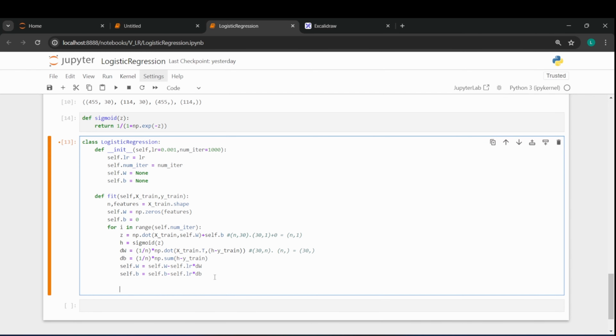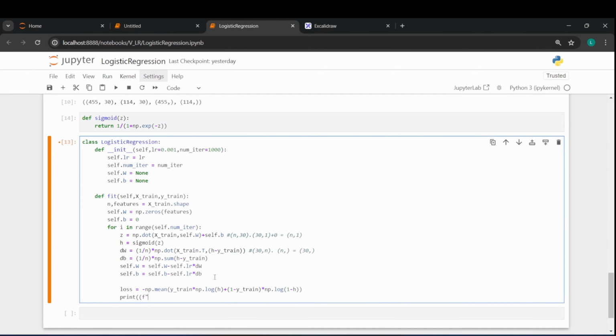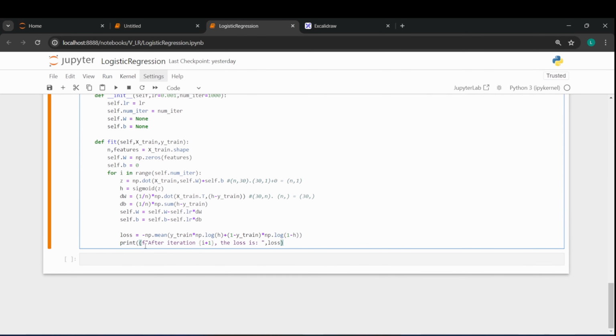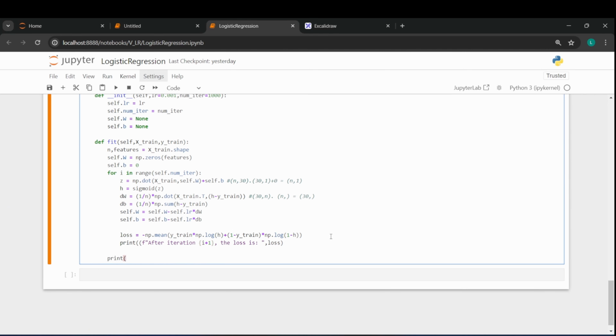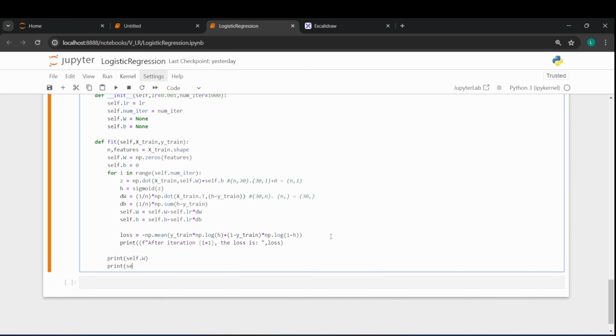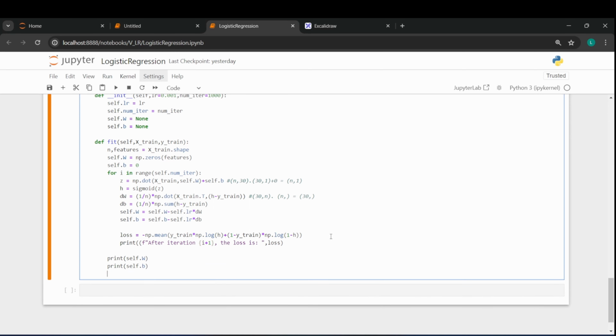Let's also print the loss value in each iteration to see if our loss is reducing or not. So I have implemented the formula for loss using numpy, and then I printed it here. Now this loss is exactly this formula. Now let's also print the final value of weights and biases to see how they look like. Now this completes our fit function.